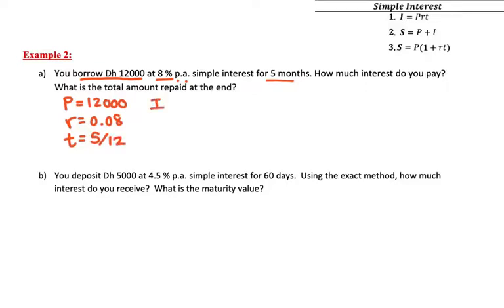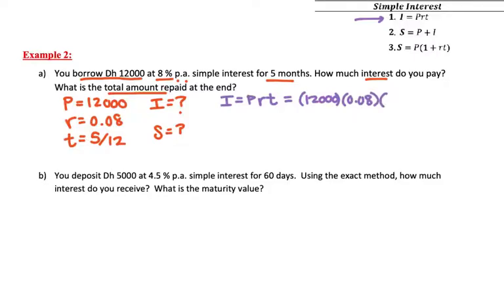And then they're asking about interest. How much interest do you pay? What's the total amount repaid? So what's the future value? So firstly, we can use this equation, I equals PRT. We will plug in our numbers, 12,000 times 0.08 times 5 over 12, and we will get the interest earned is 400 dirhams.